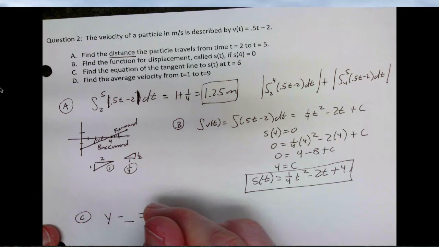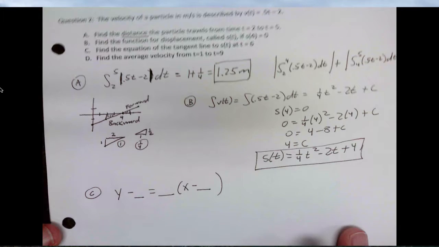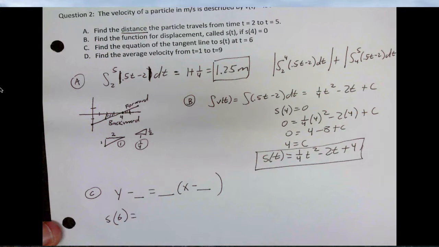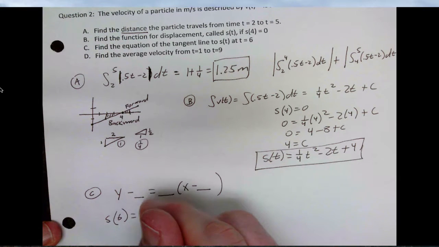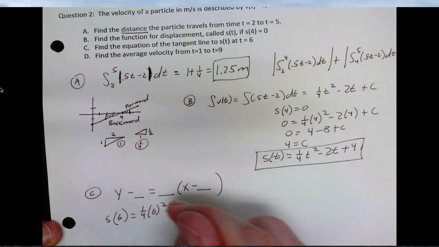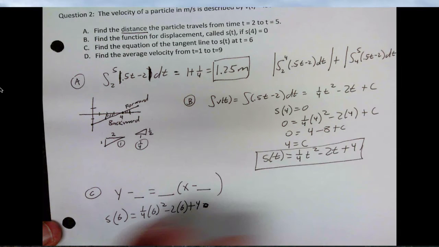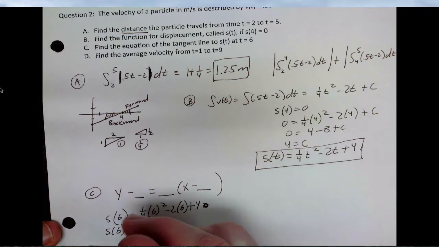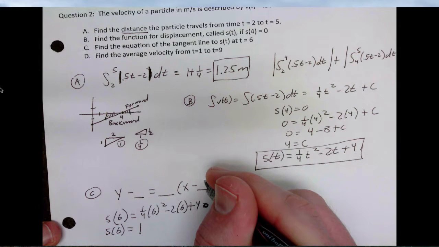And slope x minus, so I'm going to fill those in right there. So I need to know s of 6. So I have my equation there, 1/4, 6 squared minus 2 times 6 plus 4, and let's put it on the next line. S of 6 equals 1. All right, so right now I know my x value is 6.